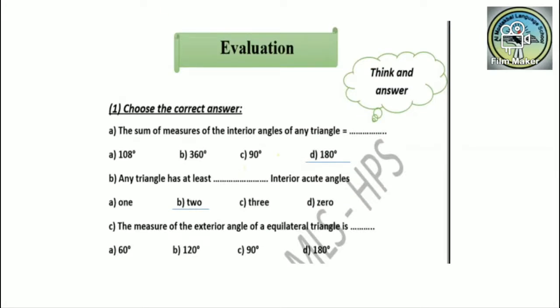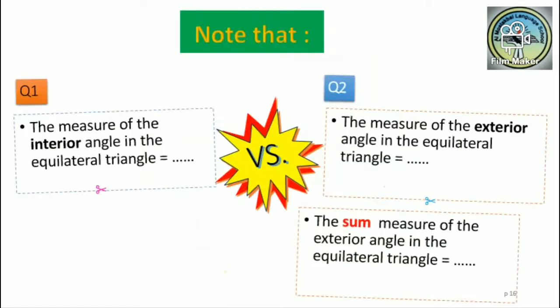Back to our question, Hamza. Again, the measure of the exterior angle of an equilateral triangle is? Of course, you know, it is 120 degrees. Not that.